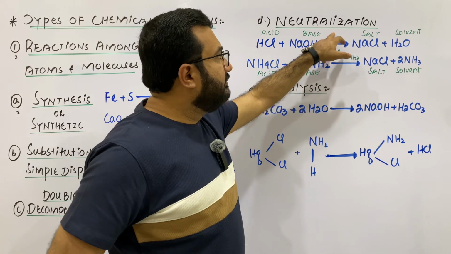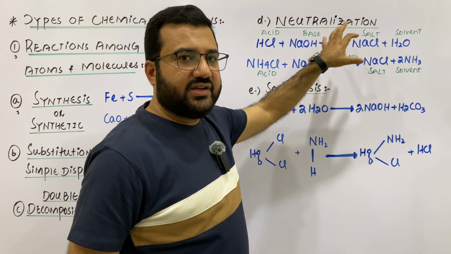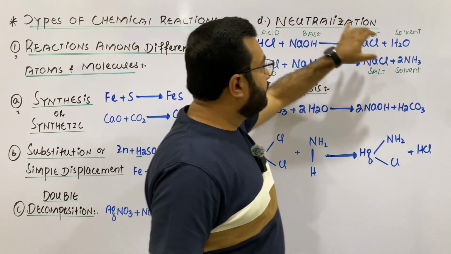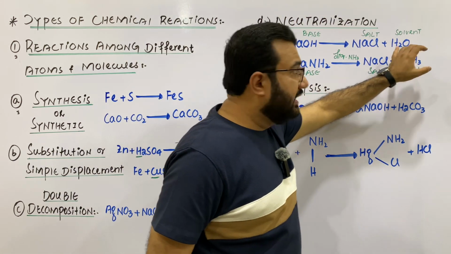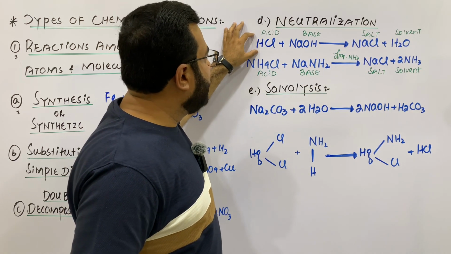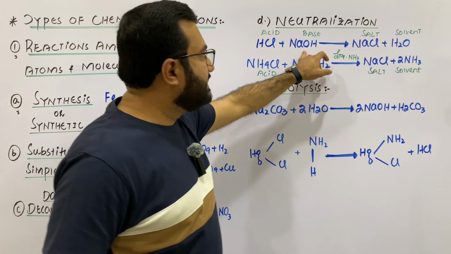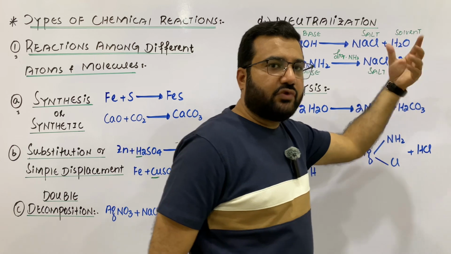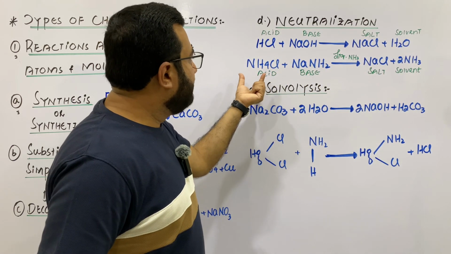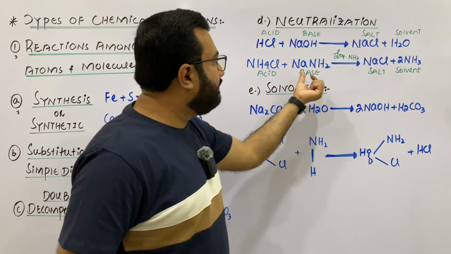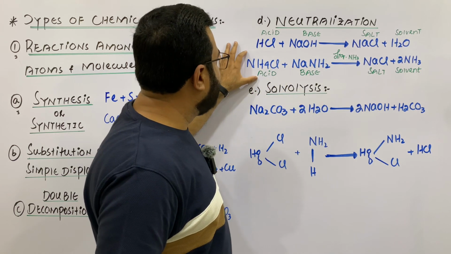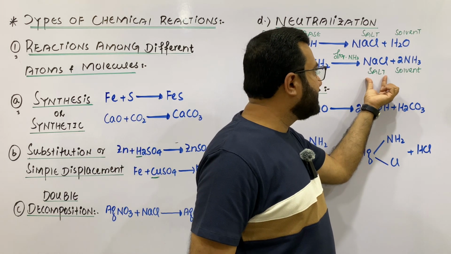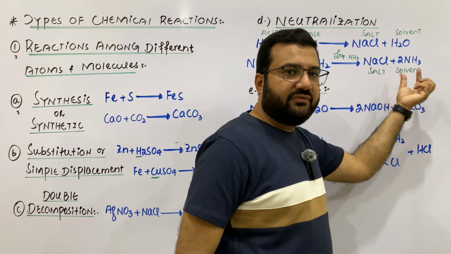The next type, you are very much familiar with it, that is the neutralization reactions or acid-base reactions. In these reactions, an acid reacts with a base to form salt and it removes a solvent molecule. Just like in this first example, HCl is an acid, it reacts with NaOH, which is a base, to form NaCl, that is a salt, and removes the solvent molecule, that is the water molecule. And in this second example, when NH4Cl and NaNH2 are placed in liquid ammonia, then NH4Cl acts as an acid and sodamide acts as a base. They react together to form NaCl, which is a salt, and they remove ammonia, which is a solvent molecule.